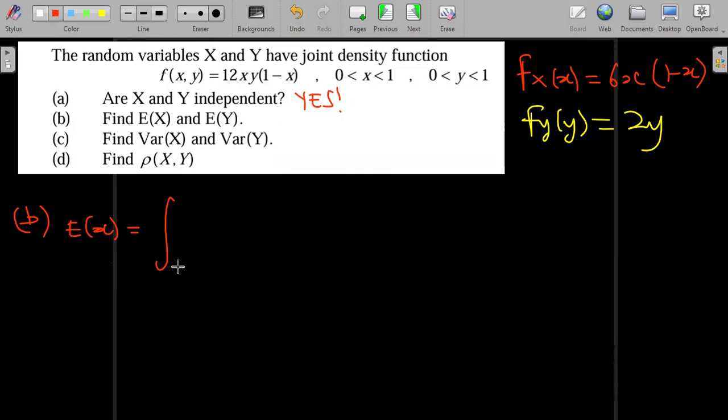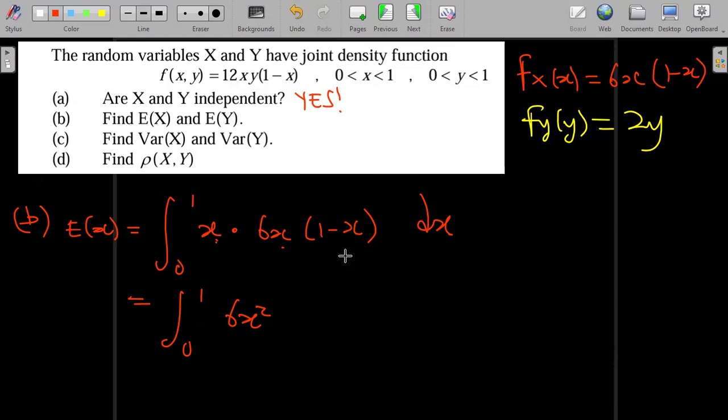X is from 0 to 1, so 0 to 1 of x multiplied by the function. So x, 6x squared, 1 minus x, and then dx. Okay, so 0 to 1 of this one, we can just multiply it now. So it will be 6x squared multiplied by 1, 6x squared, and then 6x squared multiplied by minus x to be minus 6x to the power 3, and then dx.